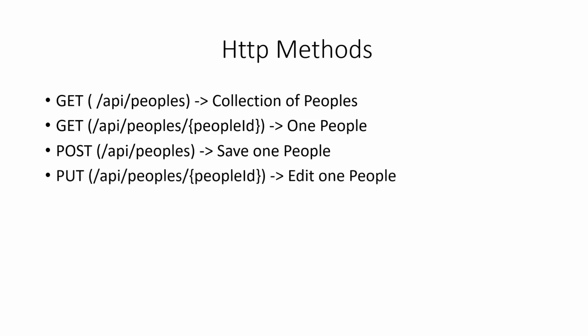Okay, so now we are going to move forward, and we have created a get endpoint which retrieves the collection of peoples. We have created a simple endpoint which retrieves one people. We have created a post which can save one people. Now let's create an endpoint with which we can edit one people. Because we want to edit a specific people, we will need the people ID.